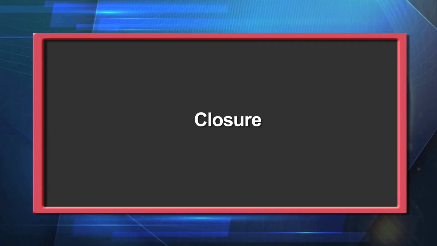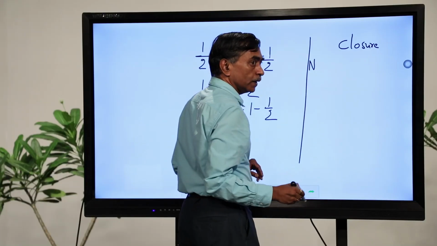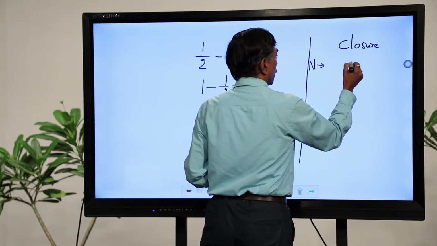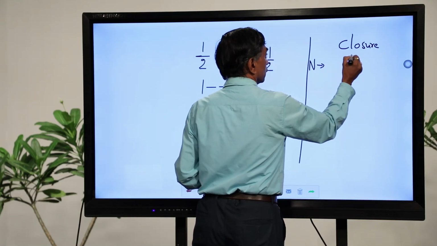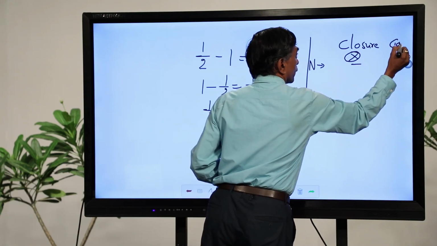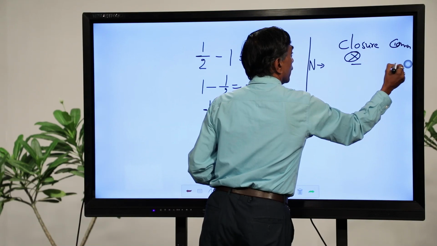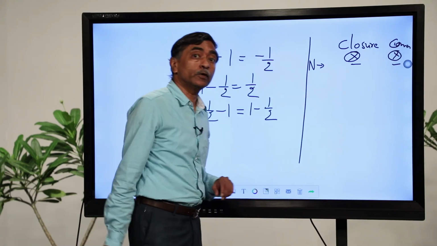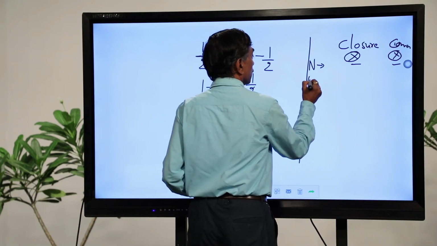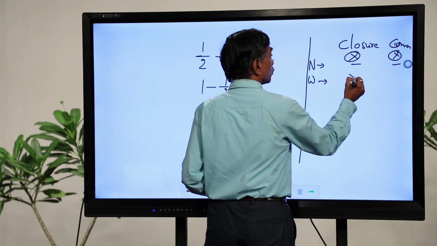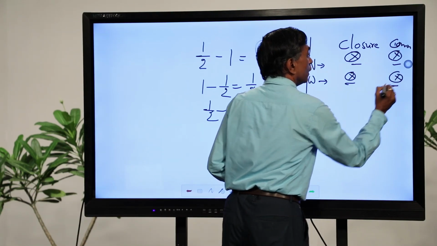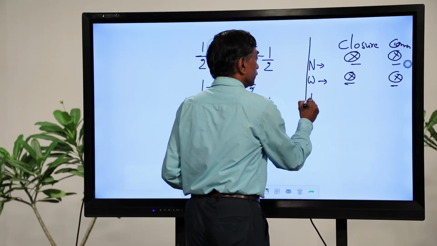In the case of closure, natural numbers, I will denote it by just the letter N to be brief. Natural numbers were not closed under subtraction, and under the same operation they were not commutative as well. I just want to give you a brief picture of what we have done till now. Similarly, whole numbers were not closed under subtraction, and they were not commutative under subtraction as well. What about integers?